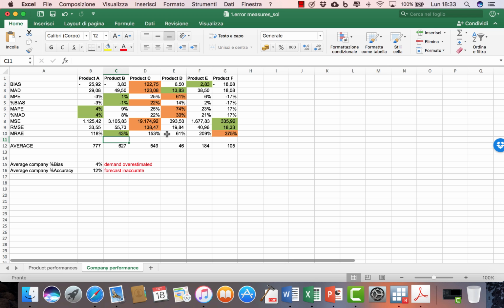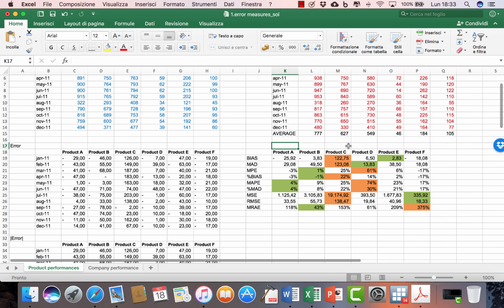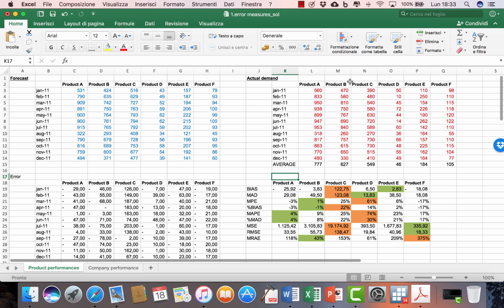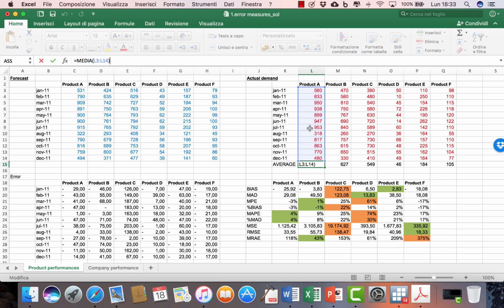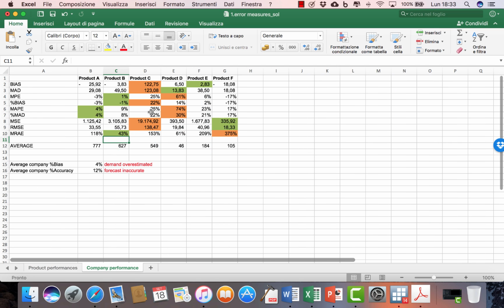Okay, you see here I have copied and pasted the value of the indicators and the value of the average demand for each product. For each product, I just take the average of the demand across the year. Here we have the table, and what we are interested in is understanding the average percentage bias of the company and the average percentage accuracy in terms of mean absolute deviation of the company.